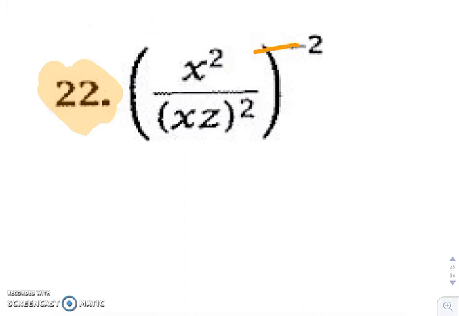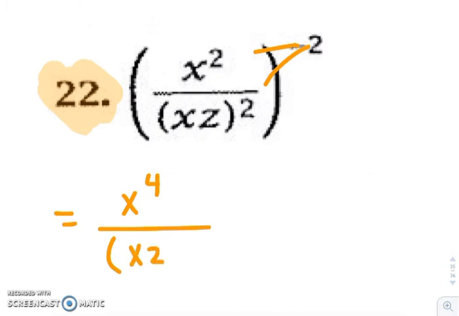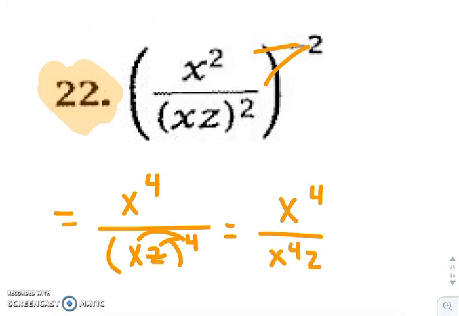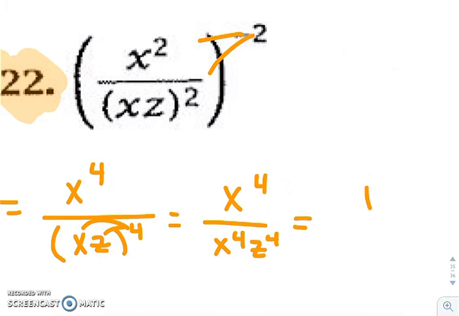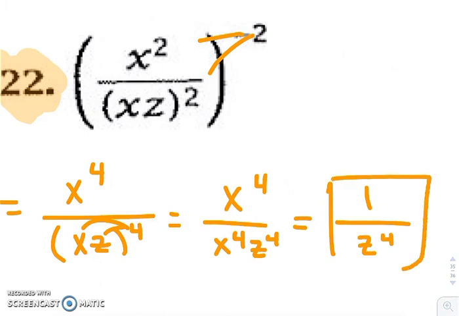22, I'm going to distribute the negative to my numerator and denominator. So this will now be x to the fourth over xz to the fourth. And then I'm going to distribute that power inside there. So x to the fourth over x to the fourth, z to the fourth. So 4 minus 4 is 0. So that really just becomes 1. And remember, anything over itself is 1. And then z to the fourth, since there's no other z's to combine it with, stays on the bottom there.